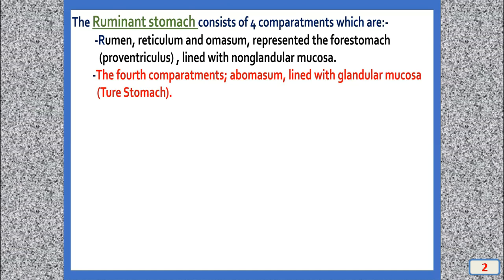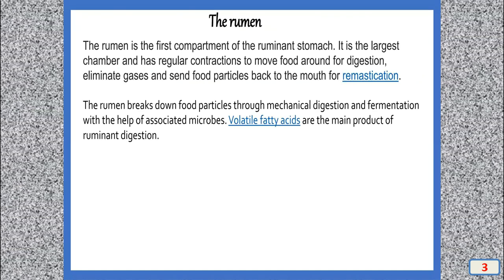And the ruminant stomach contains four chambers, especially the rumen, reticulum, omasum, represented in the fourth stomach, whereas the fourth compartment is the abomasum, lined with glandular mucosa, or also called the true stomach. The rumen is the first compartment of the ruminant stomach, and it is one of the largest space-occupying and heaviest organs in the ruminant, and it occupies more than three-fourths of the peritoneal cavity.